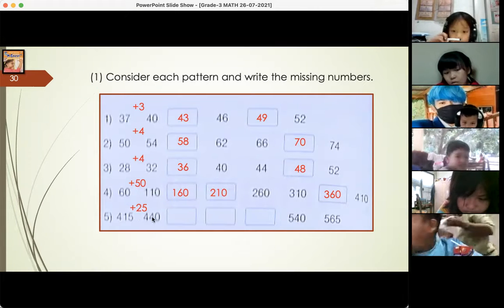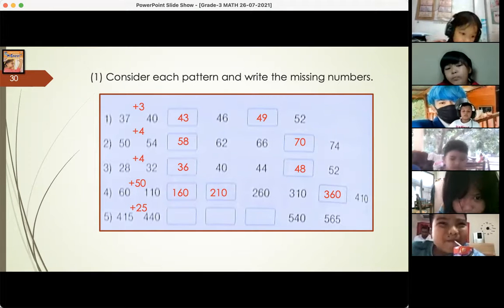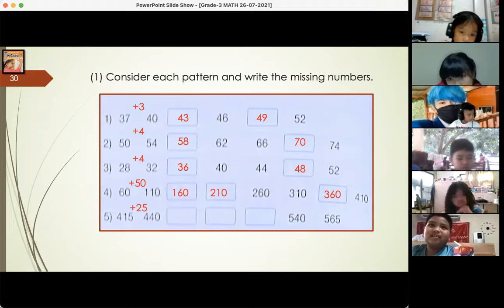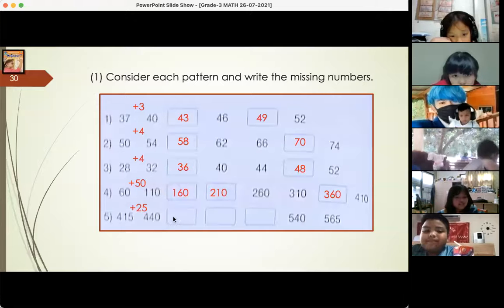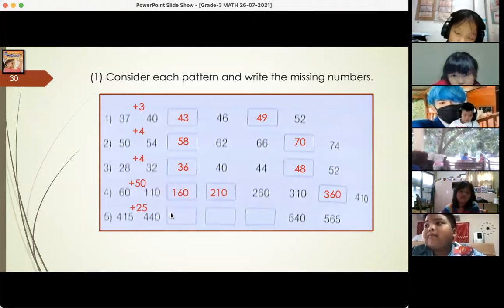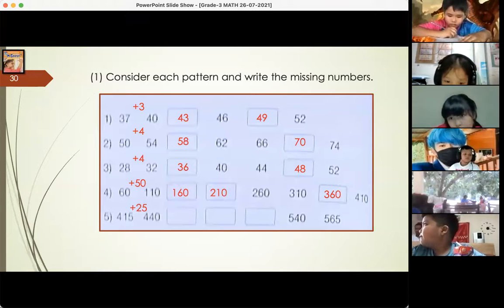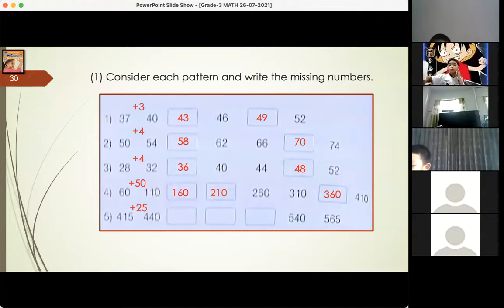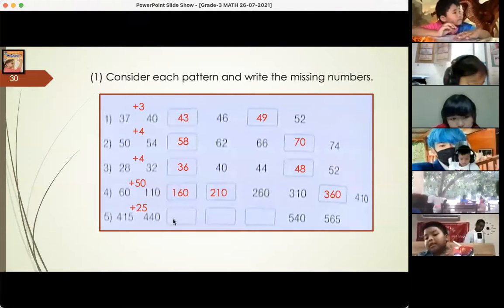Next, 440. Add another 25. We can have, what's the next number? Yada. Tick tock, tick tock. 440 plus 25, we can have equals. Yada, are you still there? Who can help Yada? Pleng, go Pleng. What is the next number? 65. Very good. 465.